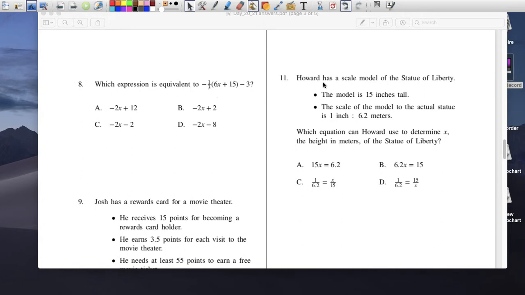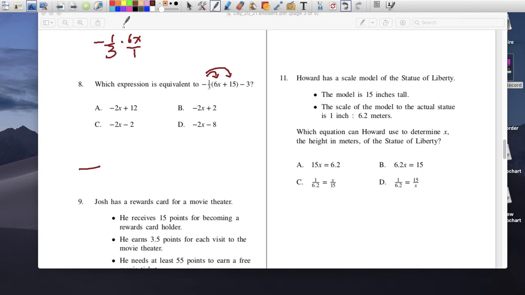Eight. So this is distributive property. We're going to distribute this like this, and then subtract 3. So let's take the first part. It's 1 over 3 times 6x. 1/3 times 6x. And that's going to give us, well, first of all, negative times a positive is going to be a negative. Let me put this over 1.